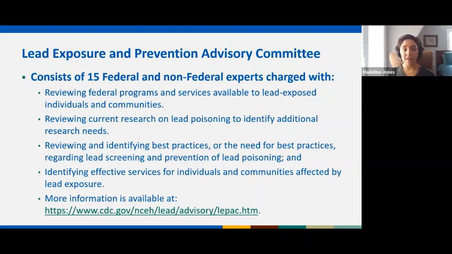CDC recently formed the Lead Exposure and Prevention Advisory Committee, or LEPAC, as we refer to it. The LEPAC consists of 15 federal and non-federal experts in the fields of epidemiology, toxicology, pediatrics, early childhood education, and much more. Listed on this slide are some of this committee's responsibilities, and all of these are listed on our website in greater detail. Most recently, the LEPAC formed a work group to review CDC's current blood lead reference value and provide recommendations to CDC's National Center for Environmental Health on whether to revise it. Next slide, please.